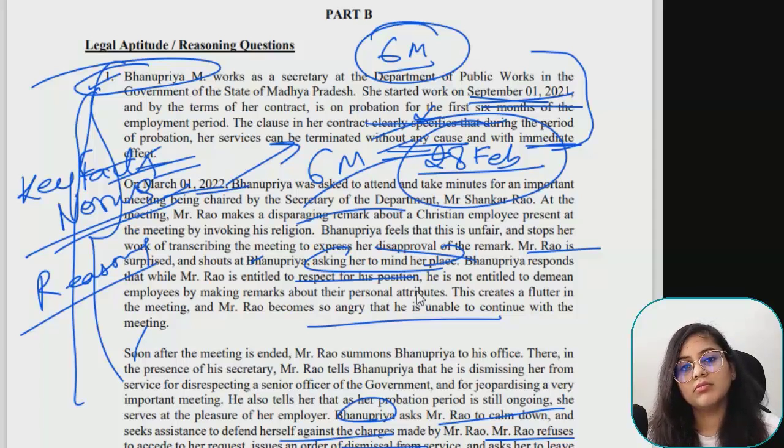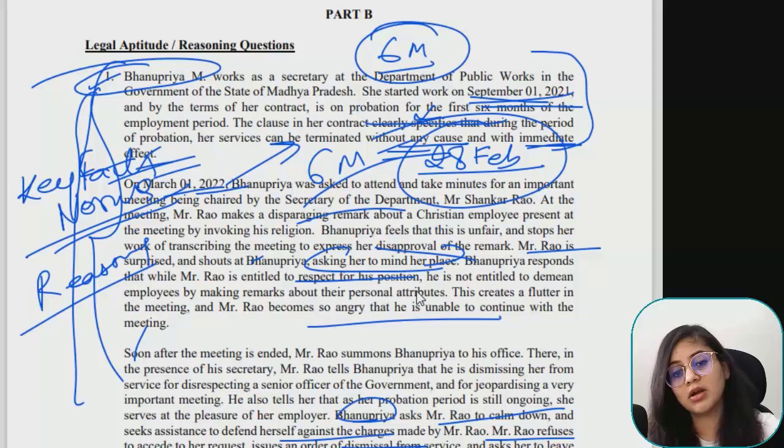Then further, if employees are asked to respect the senior officials, being an employee they're bound to respect. It does not mean that they will agree with each and every point they're making. They have the right to express their disapproval. So these can be your points from the side of Bhanupriya.